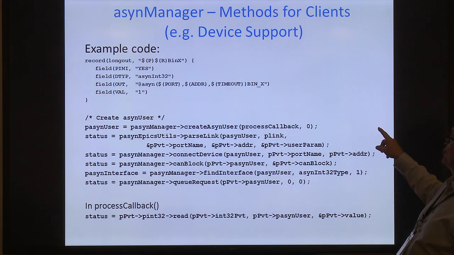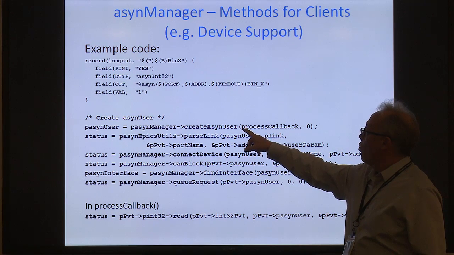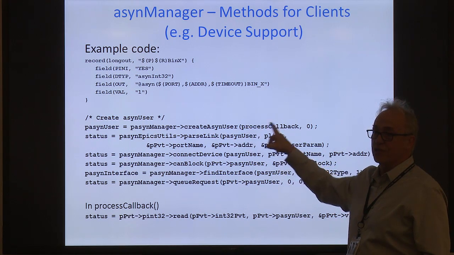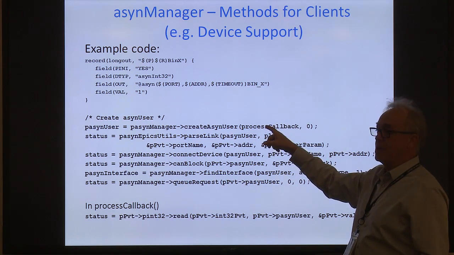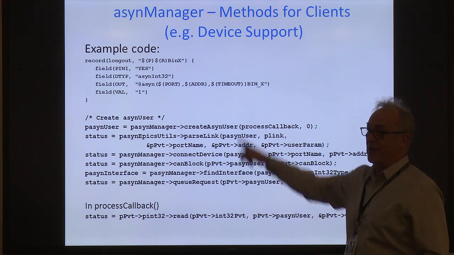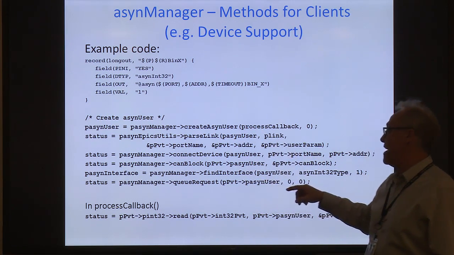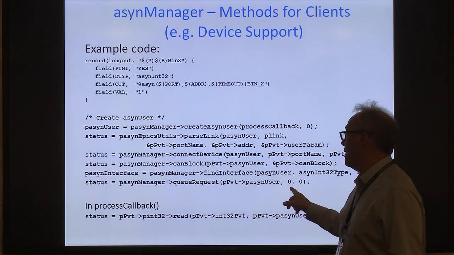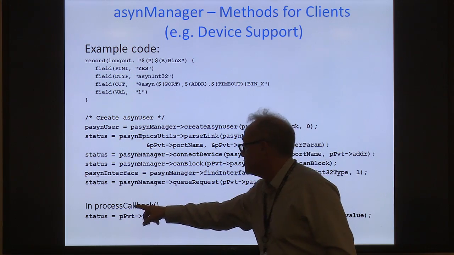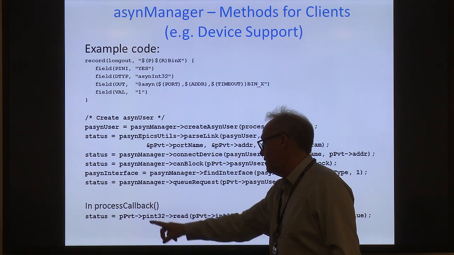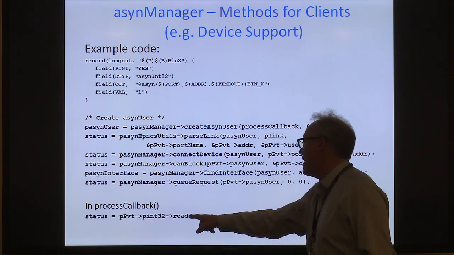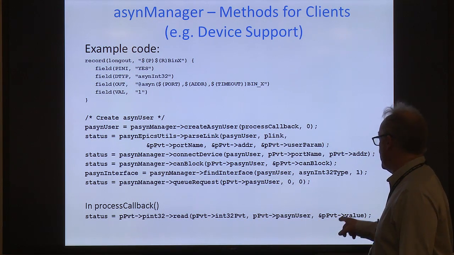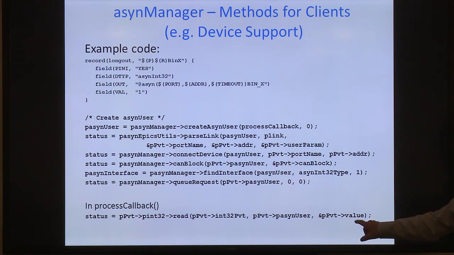And here, when we created the asynUser, we associated that asynUser with a callback function. This is the address of a function in your code that will be called when queueRequest is ready. Whether it's a fast or slow driver, this function is what will actually do the I/O when you call queueRequest. So when you call queueRequest, this processCallback function in your device support will be called, and it will actually call the int32 read function, passing it the asynUser and getting back a value here. Is that clear?